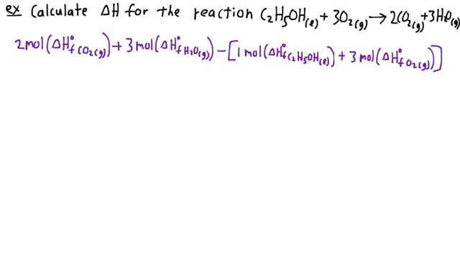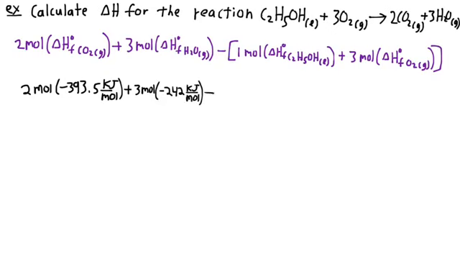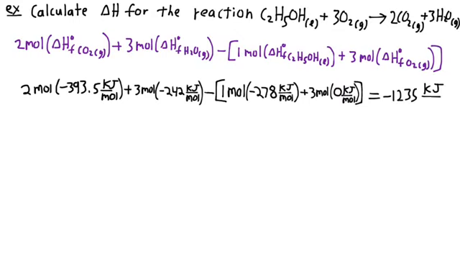If it was a test or an AP test problem, then they probably would not give you this one. In fact, they might not even have that one in the back of the book, I'm not sure. That's because that's an element, so energy to form an element from an element is 0. So you just put in those numbers and you do the math, and you know that O2 is 0. And you wind up with negative 1,235 kilojoules per mole.